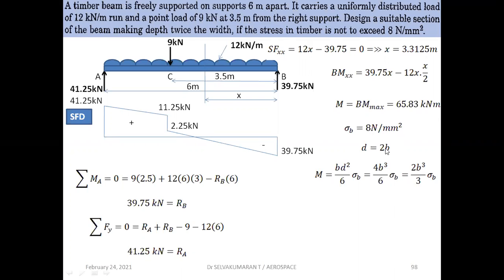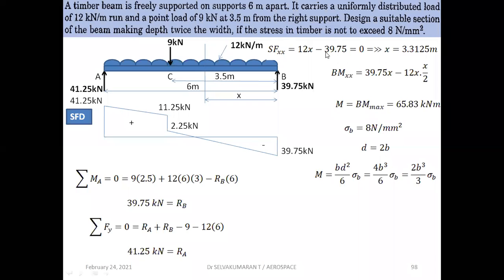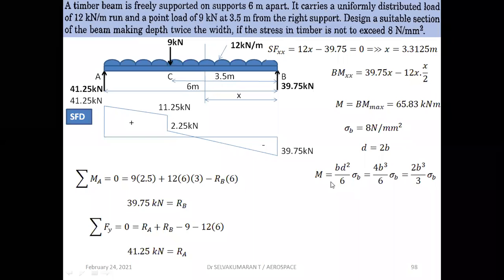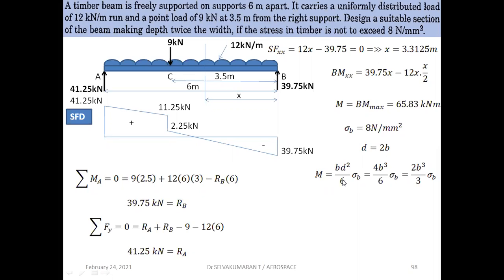Now the bending stress given in the problem is 8 Newton per millimeter square, and the depth is twice the width. It is given in the problem. You can see here: design a suitable section of the beam making depth twice the width. So D is equal to 2B. And for a rectangular section, the bending moment expression is M is equal to Z into sigma B, where Z is BD square by 6, the section modulus.